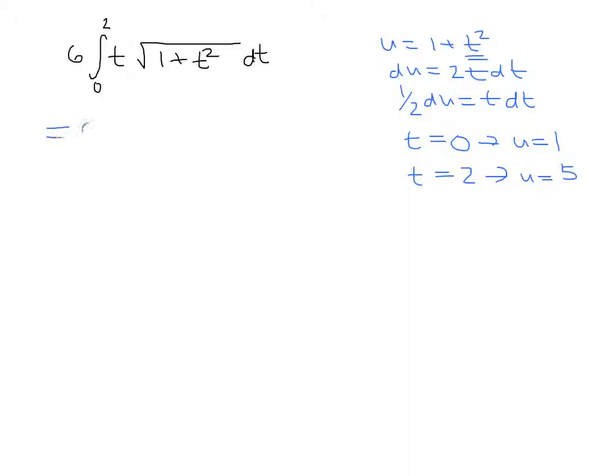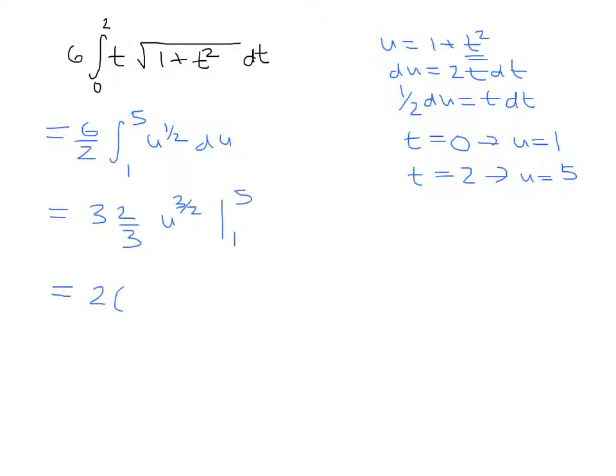So we'll have 6 over 2, the integral from 1 to 5, u to the 1/2 du. So that's 3 u to the 3/2 times 2/3, evaluated from 1 to 5, or 2 times 5 to the 3/2 minus 1. And 5 to the 3/2 is the root of 125, which is 5 root 5.